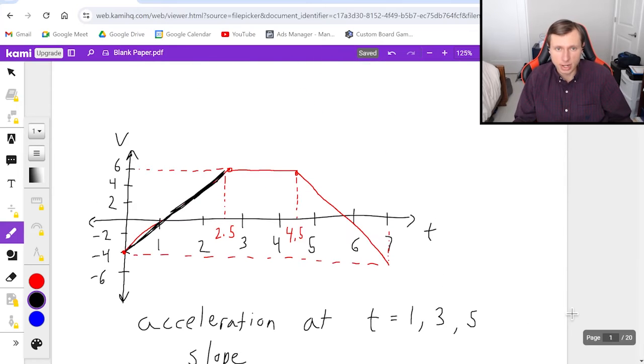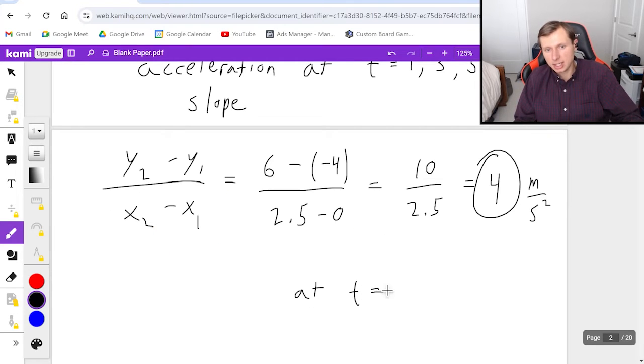Now we got to find 3. So the slope right here, hopefully you realize this, it's going to be the slope of this entire line segment, which this slope is really easy. The slope is 0. It's a horizontal line. If you do rise over run or y2 minus y1, you will see that the slope is 0. So at t equals 3, it's going to be 0 meters per second squared for the acceleration.